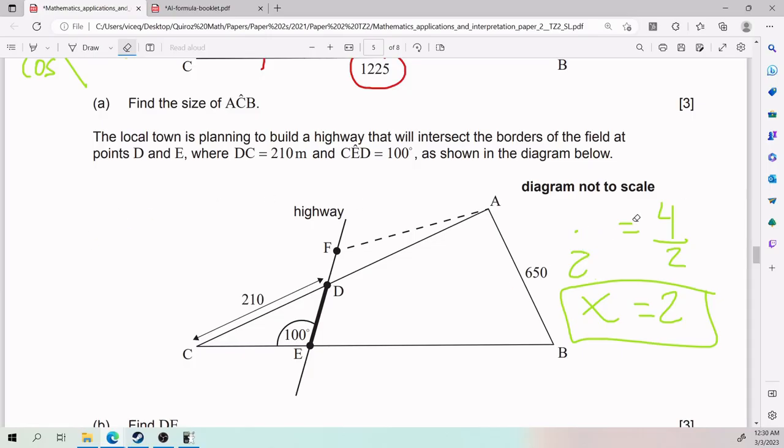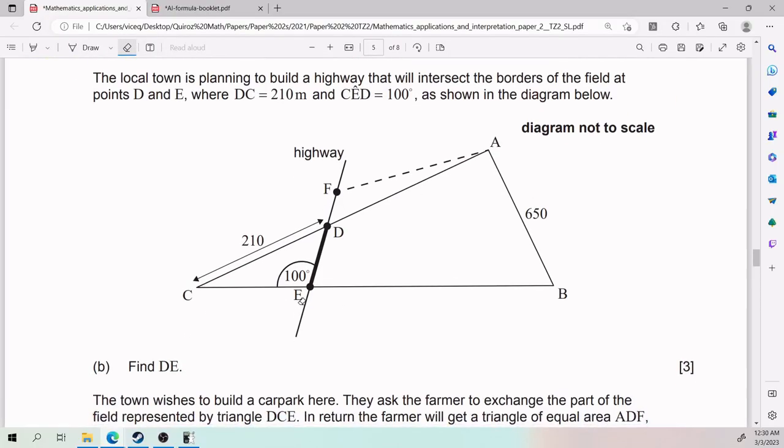But there it is. For part B, they go on and tell us that the local town is planning to build a highway that will intersect the borders of the field at points D and E, where DC is 210 and CED is 100. Most of these things are already in the diagram as it is shown below. See? Awesome. So now we need to find DE. And so here what I like to do, especially if there's a new triangle that gets involved, is to draw it out. And so DE, when it's placed like this, makes reference to a distance. See, it makes reference to the side. It's this thing that's super mega bolded. All right? And so that triangle there, I'm going to draw it out.